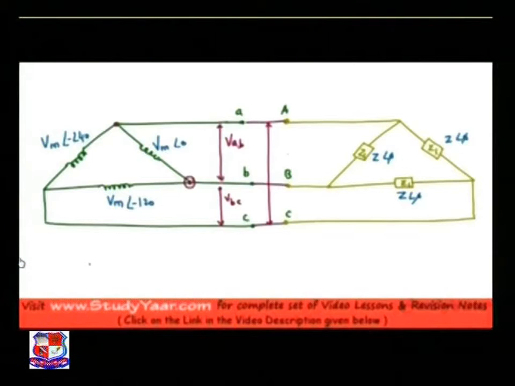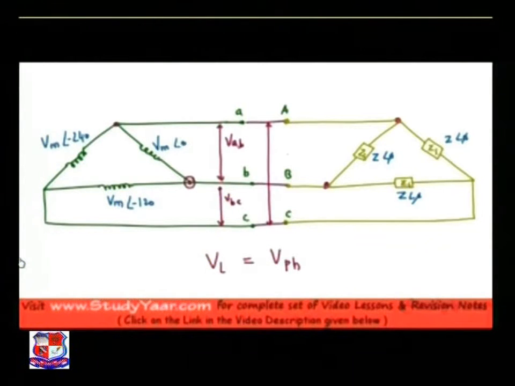Now let's look at what is phase voltage. Your phase voltage is the voltage across this element, which is simply the voltage across this point and this point, the same as this voltage. So in a delta connection your line voltage is the same as your phase voltage.